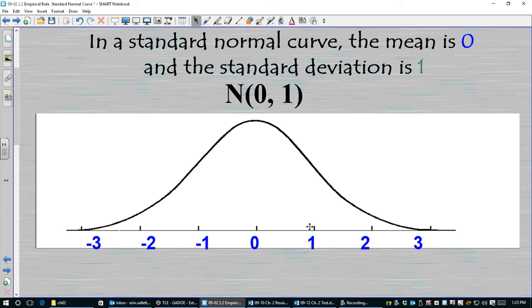So when we calculate a z-score from yesterday, we were finding how many standard deviations to the right and the left of the mean something is. So here we're going to calculate a z-score the exact way that I showed you yesterday. You take your x value that you're looking for, you subtract from it the mean, and you divide that by the standard deviation, and that gives you your z-score.